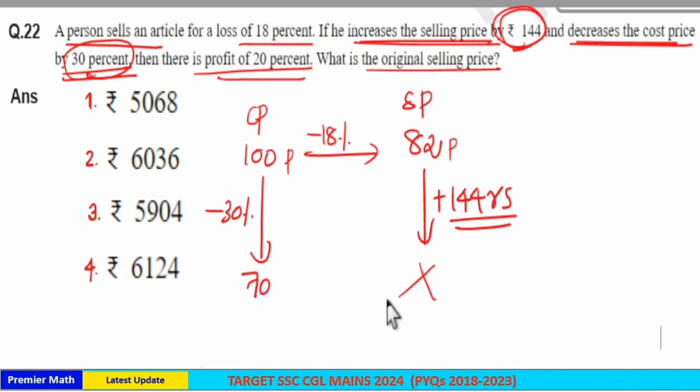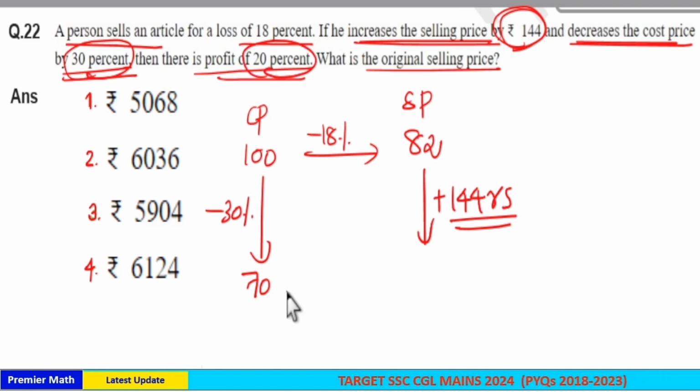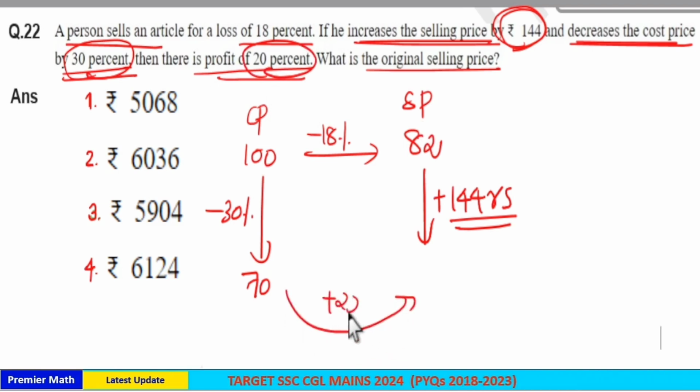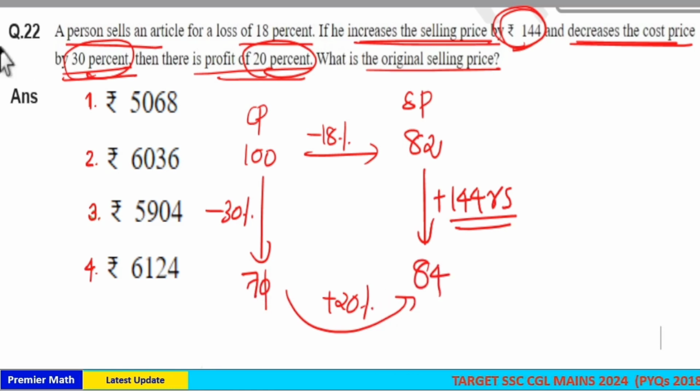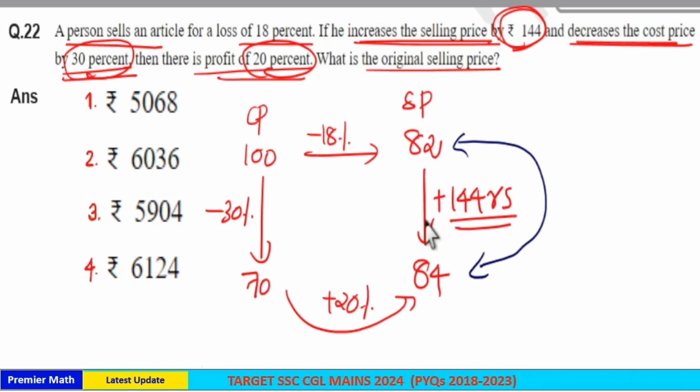Now, when he does that, his profit is 20%. So, take 20% profit from the 70 part. 10% of 70 is 7, 20% is 14. So, 70 plus 14, 84 part, is the current selling price. But in the question, it is given that the difference between the initial selling price and current selling price is 144 rupees. But here in ratio, 82 and 84 difference is 2 part.